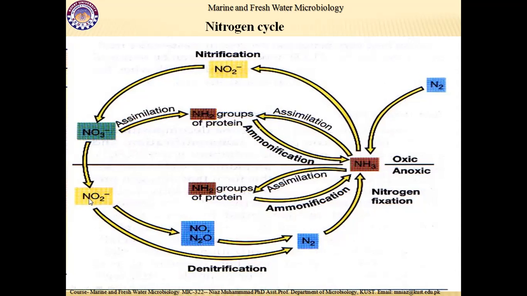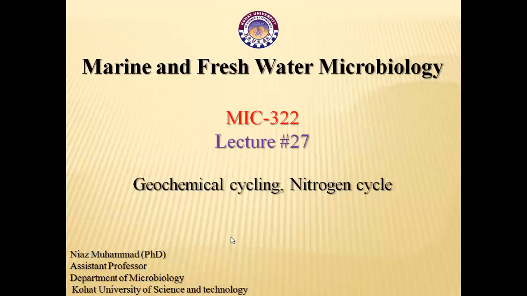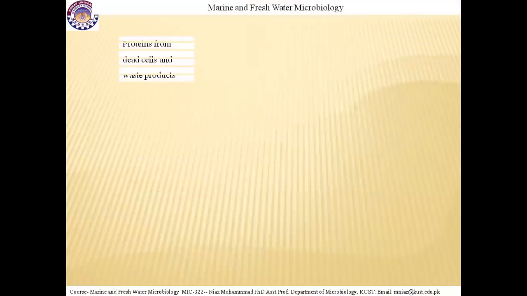This nitrate again converts into nitrite, converts into elemental nitrogen, and from elemental to NH3, and this process is called denitrification. One is direct and the other is indirect. So we know very well that nitrogen is present in amino acids in the form of proteins from dead cells and waste products.